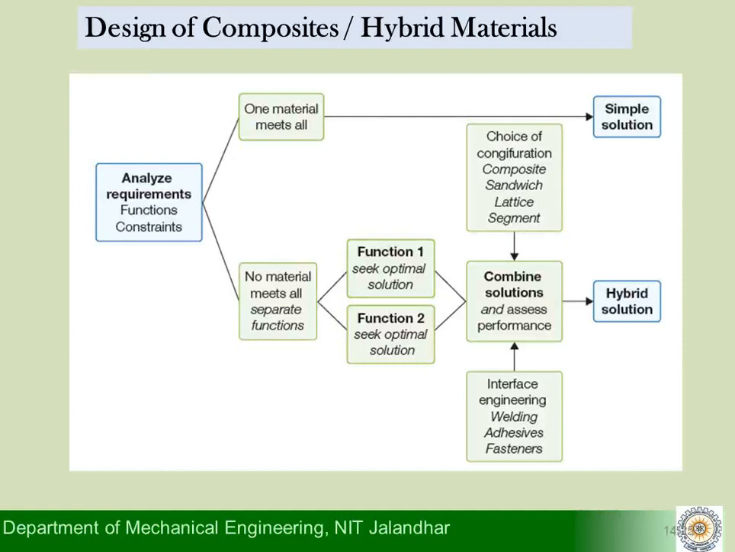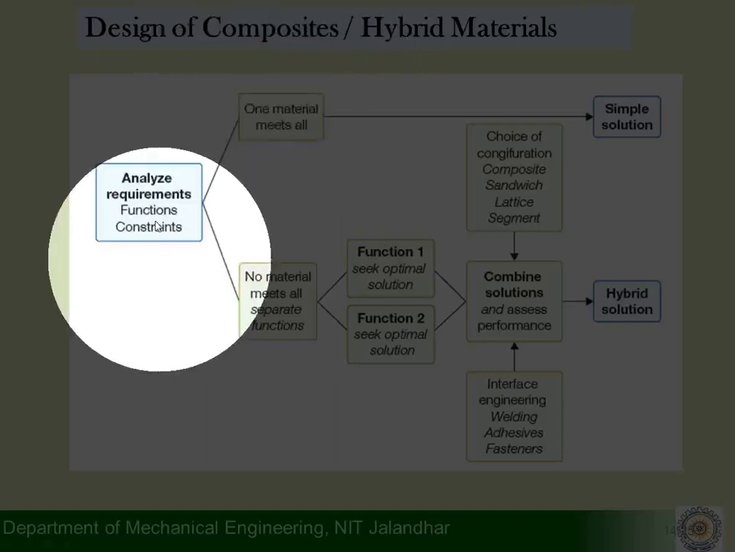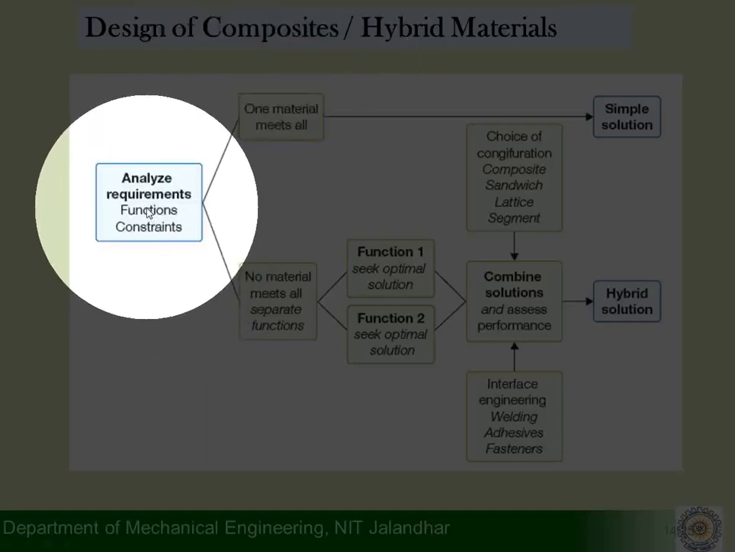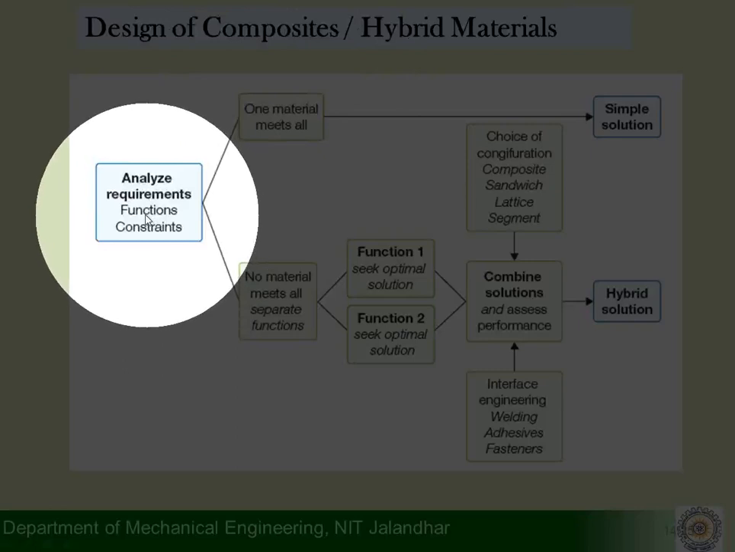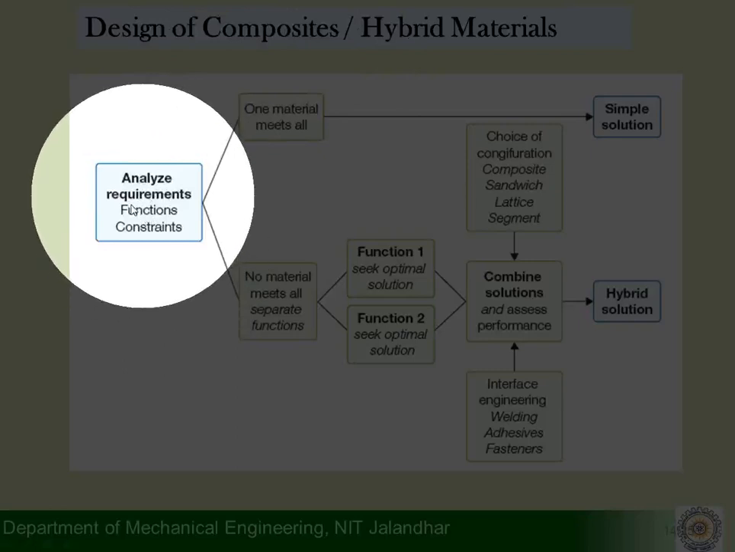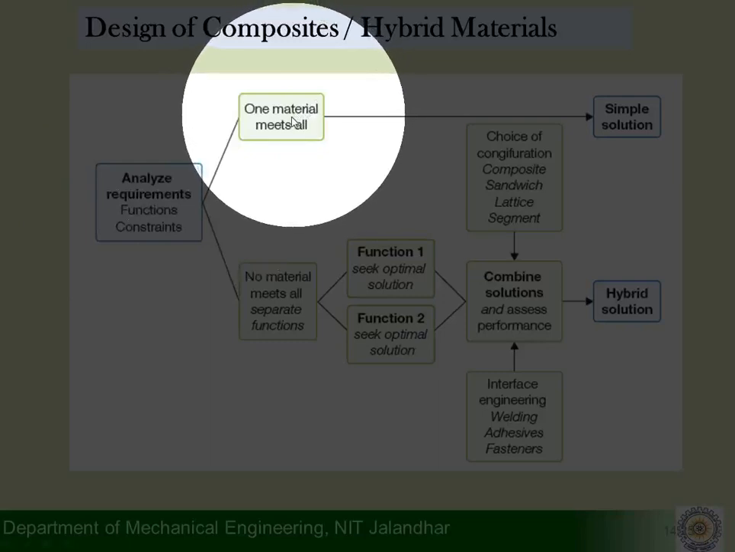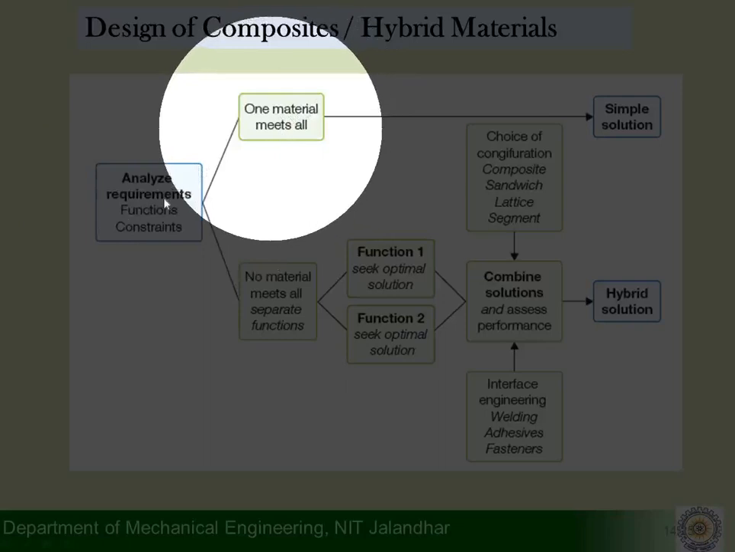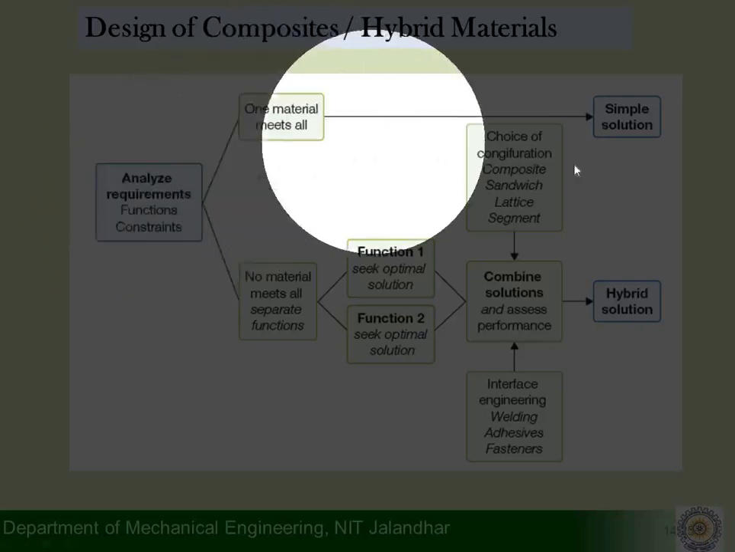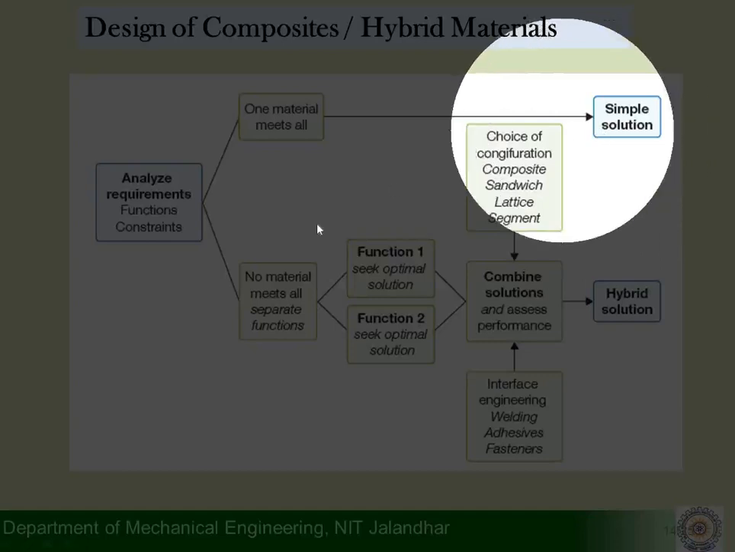We already know what the first process in designing a hybrid or a composite is. You have to design it according to the requirements, functions and constraints. If you have listed this in a design process, and I find that there is only one material already available which is able to suit all these requirements, we have a very simple solution and we end up with that particular material only.